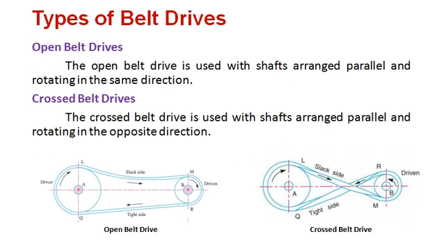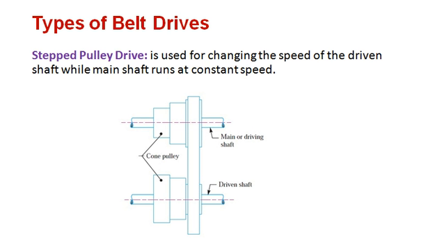There are open belt drives and cross belt drives. In both cases, shafts are arranged parallel to each other. But in open belts, the pulleys rotate in the same direction. In the cross belt, they rotate in the opposite direction. These diagrams clearly show the open belt drive and cross belt drive. Another type is the stepped pulley drive, which is used for changing the speed of the driven shaft while the main shaft runs at a constant speed.